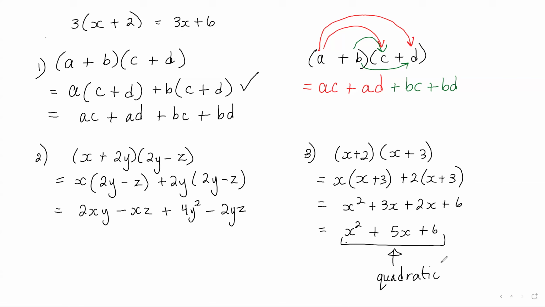Also, it's an expression because it's not equal to anything, right? It's not like we had x squared plus 5x plus 6 is equal to 0. Had it been equal to 0 or any other number for that matter, it would be a quadratic equation. But this is merely a quadratic expression because the highest power of x in this one is 2. So this is called a quadratic expression.